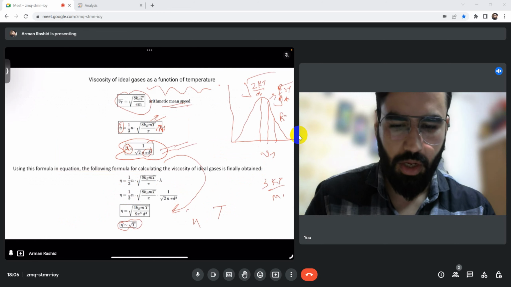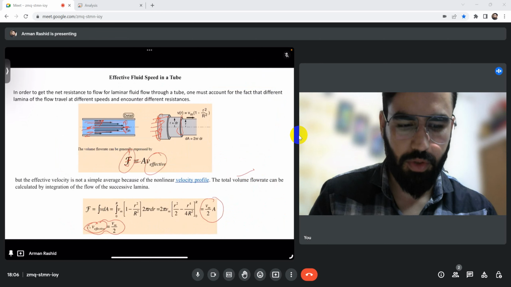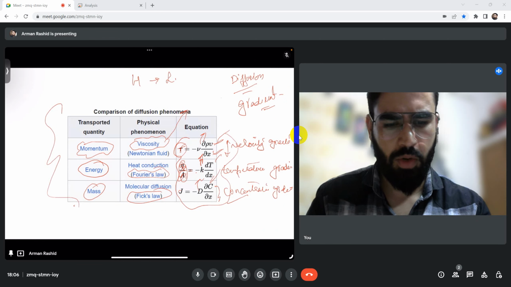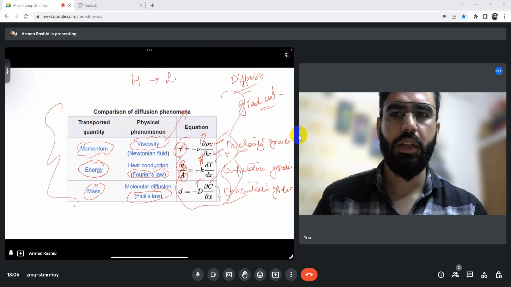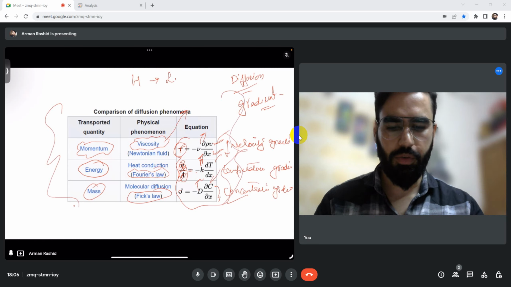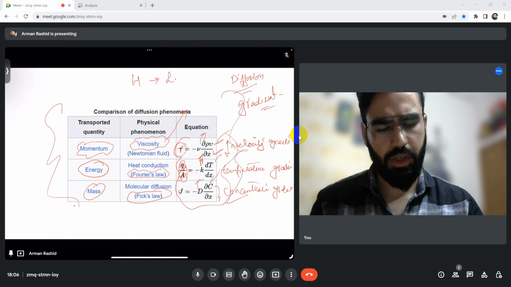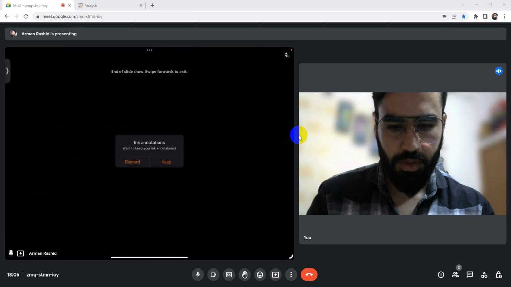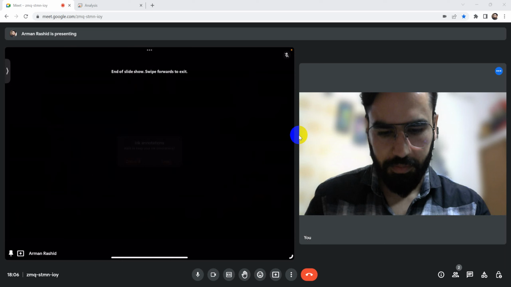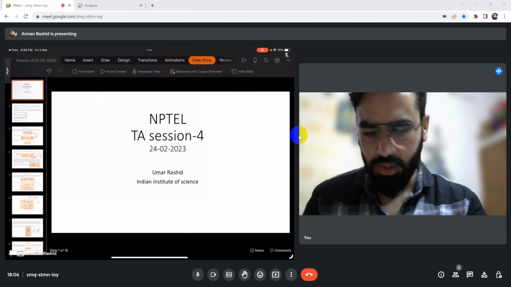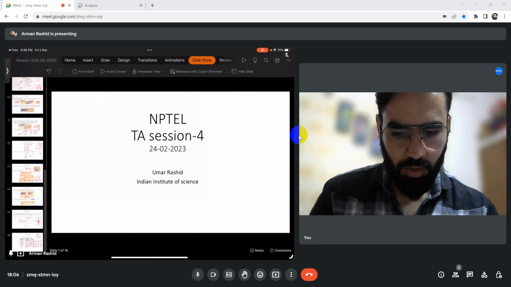Then I showed you the flow resistance of a tube, effective flow, Stokes law, and how the equations for the different diffusions, like momentum, energy, and mass transfer quantities, actually look similar. That was the end of our fourth session, and using those equations we solved some of the questions.